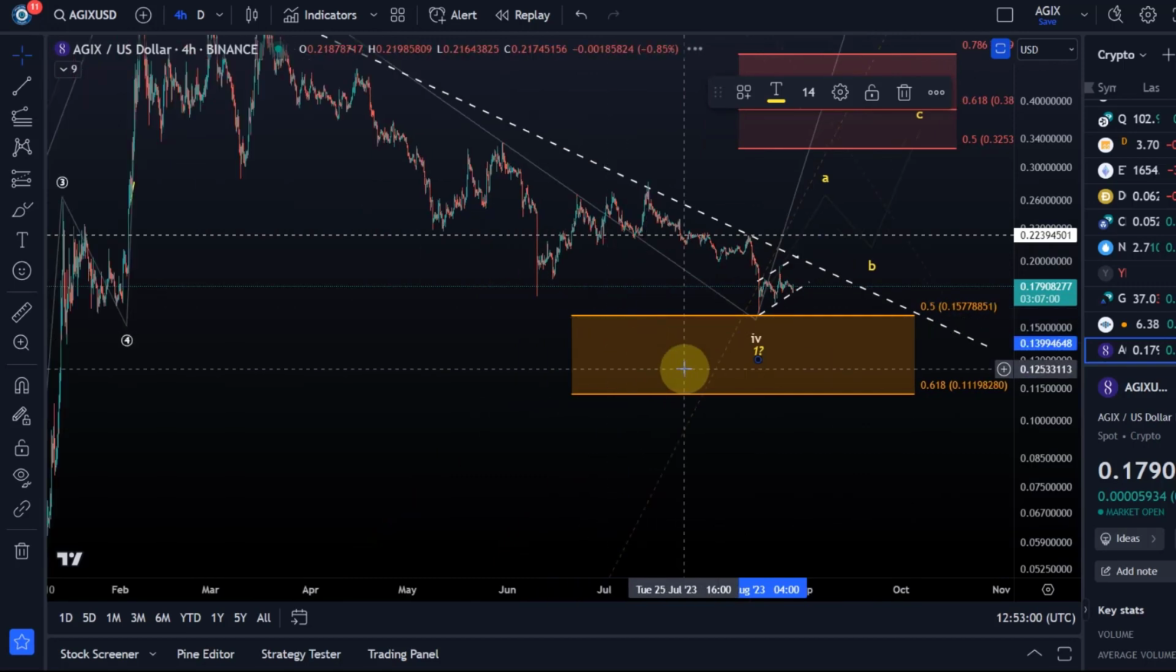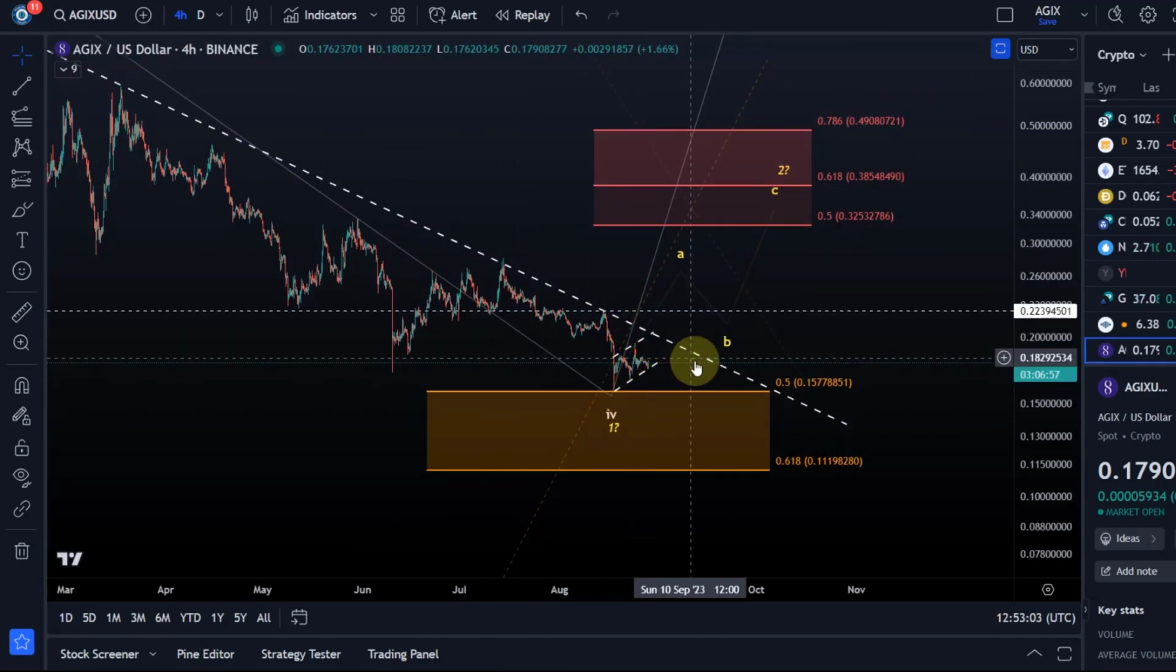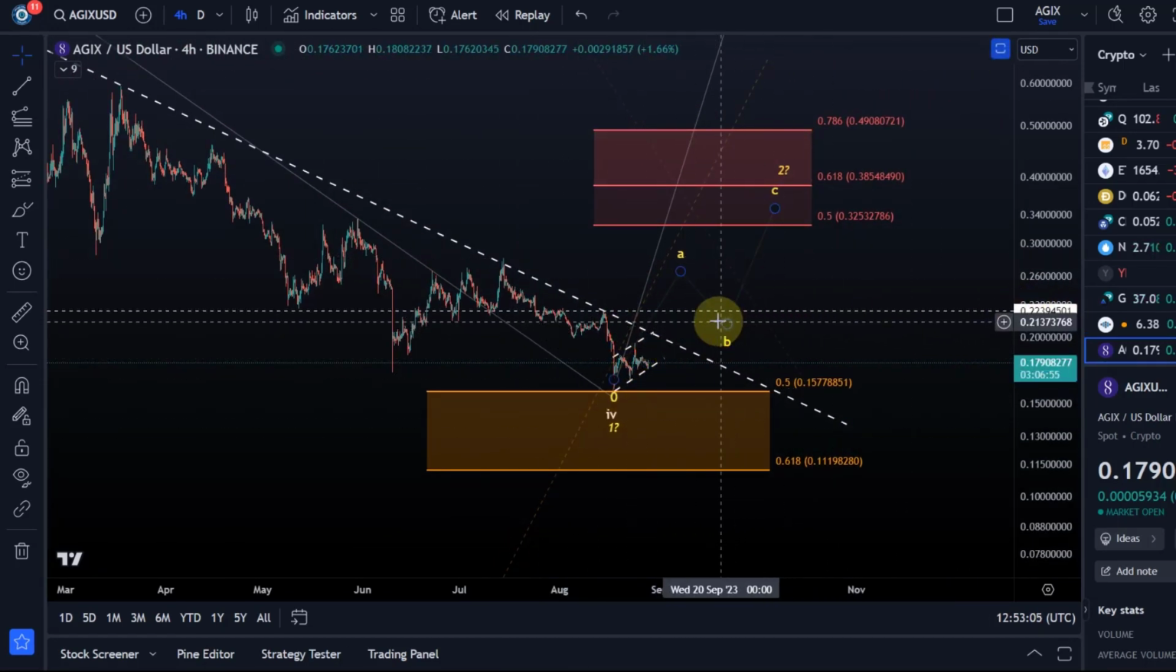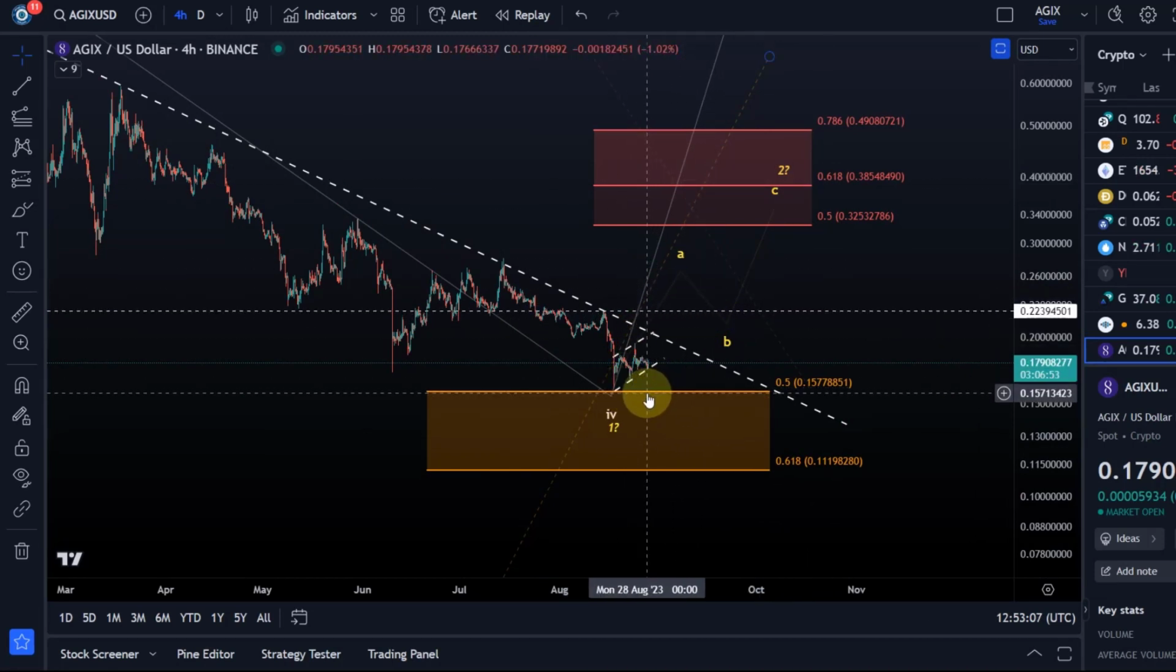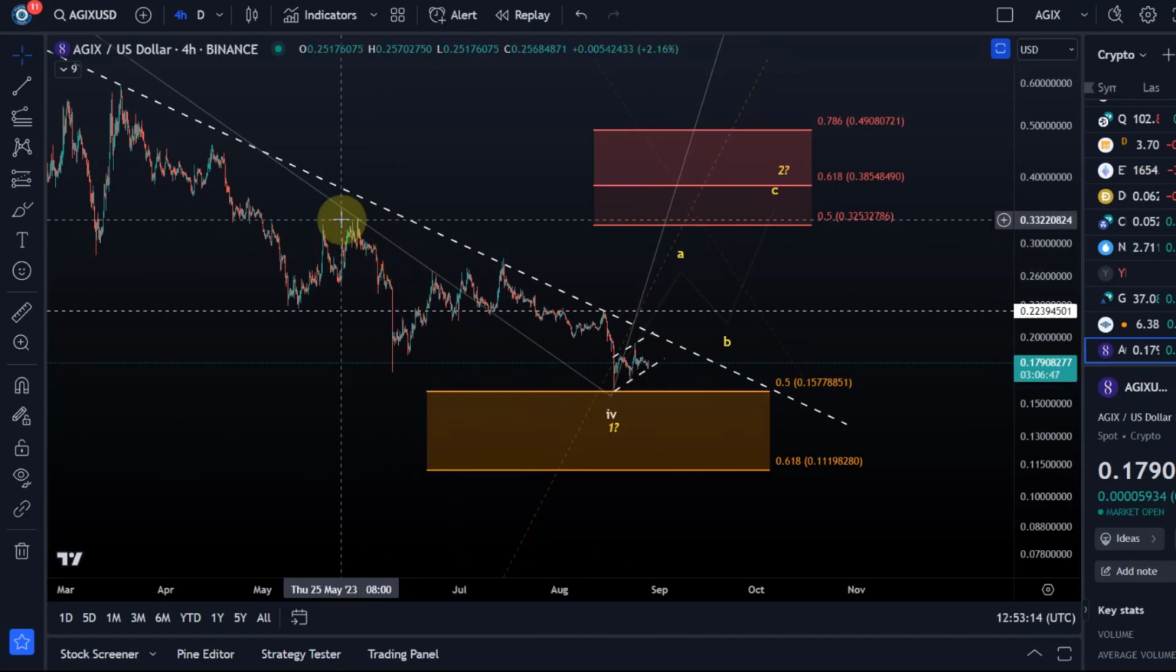At the moment, I think there isn't anything exciting going on here. Trendline breakout could be exciting. Break above 22.4 cents could be exciting. And the 15.77 cents level is at the moment the key pivot point. That's my update about AGIX.